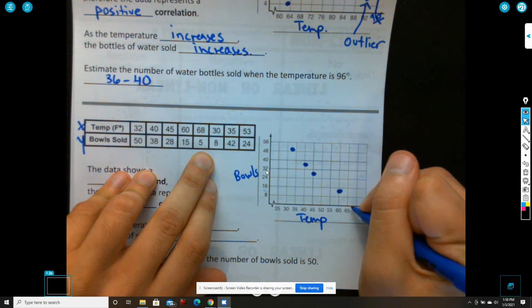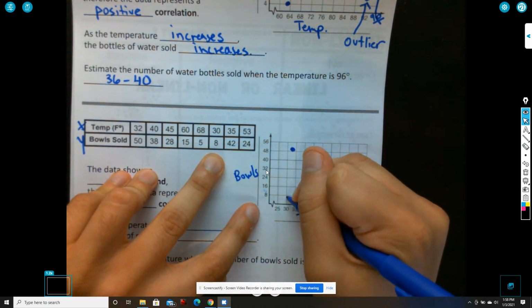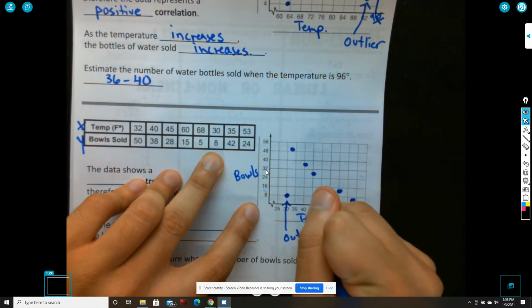68.5. There, 30, then 8. Looks like we have an outlier. This is our outlier, it looks like.